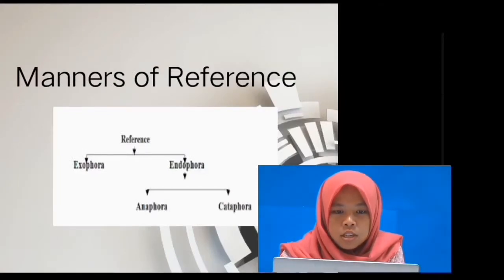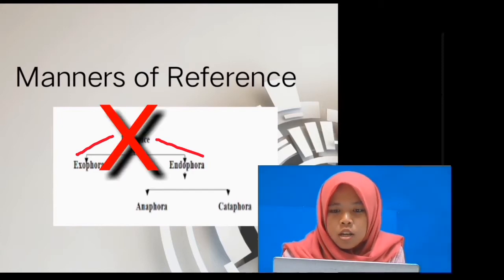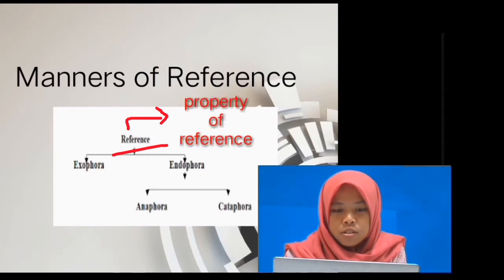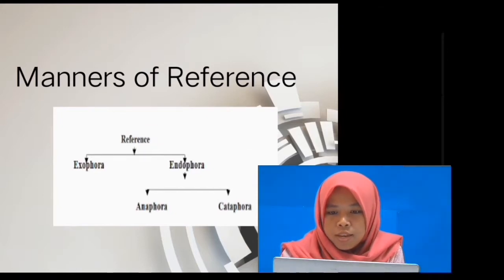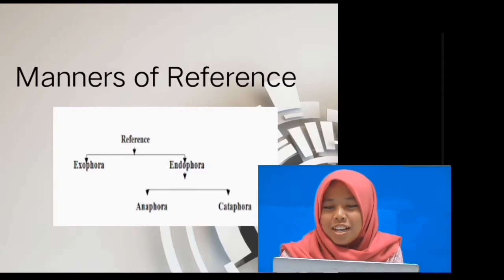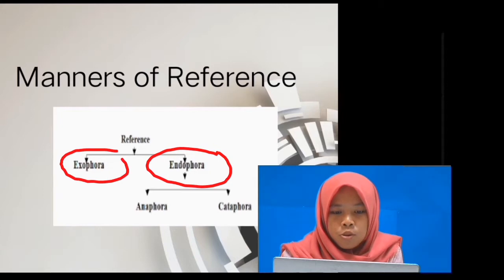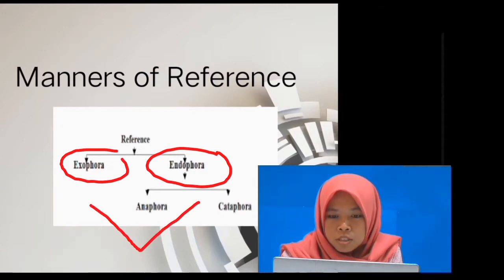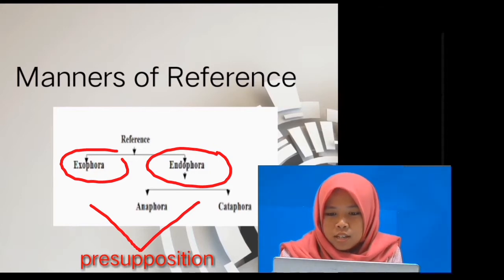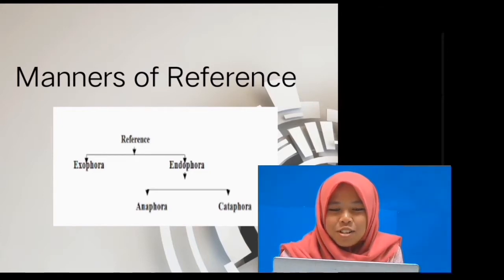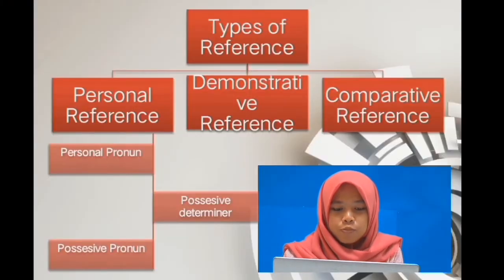A reference item is not of itself exophoric or endophoric. It is just phoric. It simply has the property of reference. Any given instance of reference may be either one or the other, or it may be both at once. What is essential to every instance of reference, whether endophoric or exophoric, is that there is a presupposition that must be satisfied. The thing referred to has to be identifiable somehow.